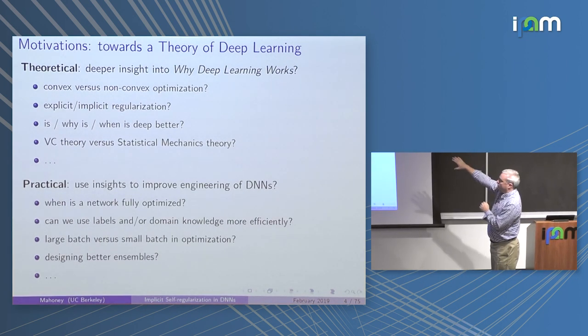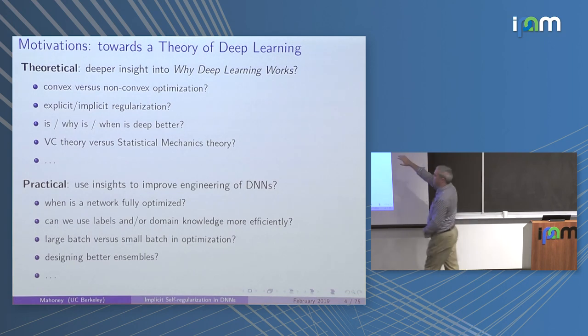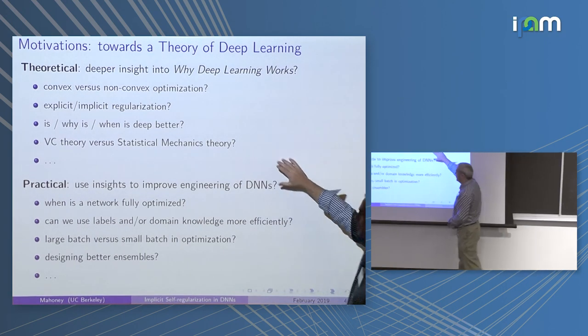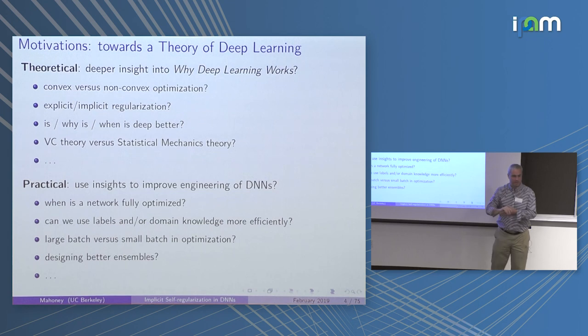Deeper insights into why it works, convex and not, et cetera, that sort of machine learning theory, people would know what all those words mean. And I just want better neural networks in practice.